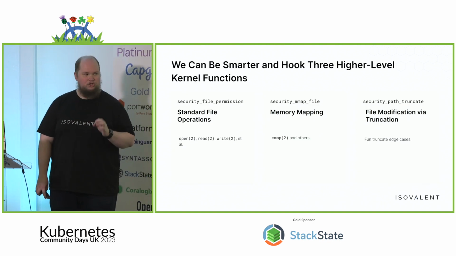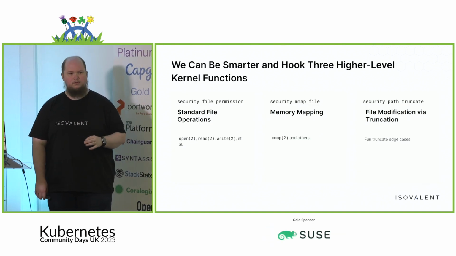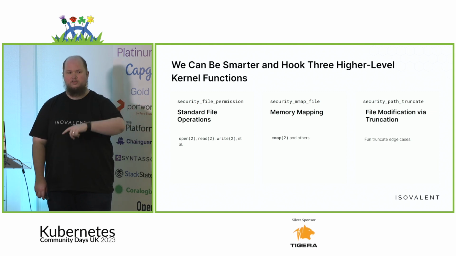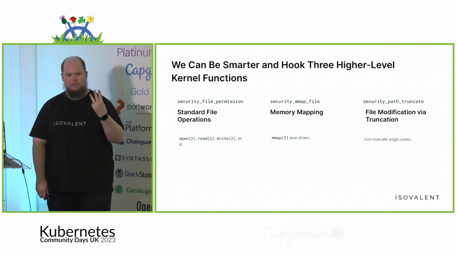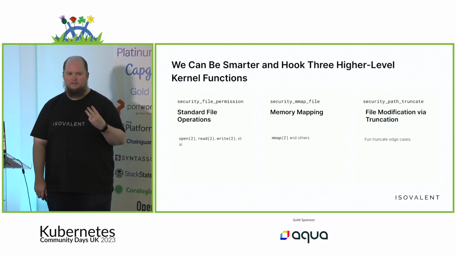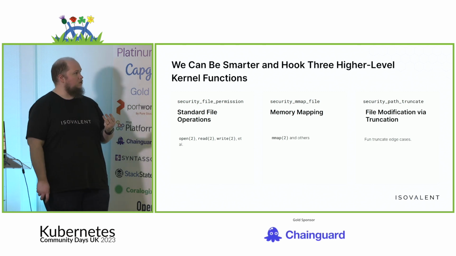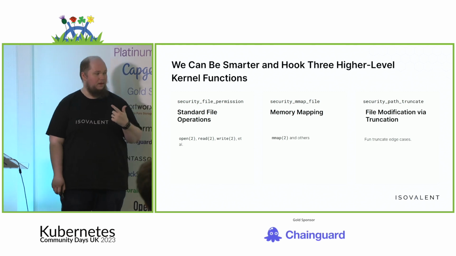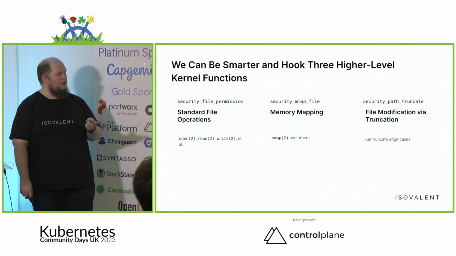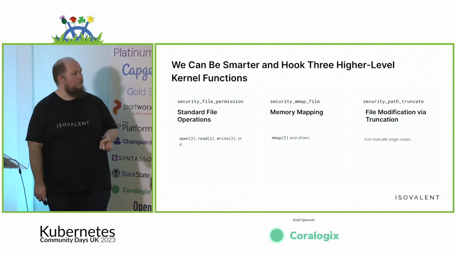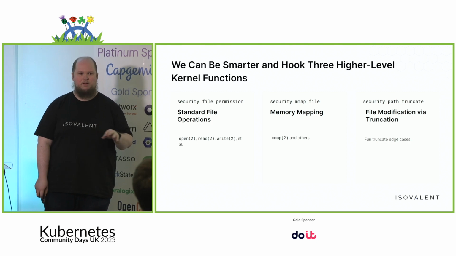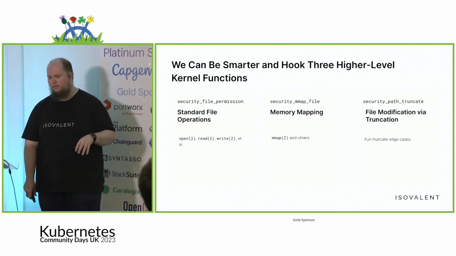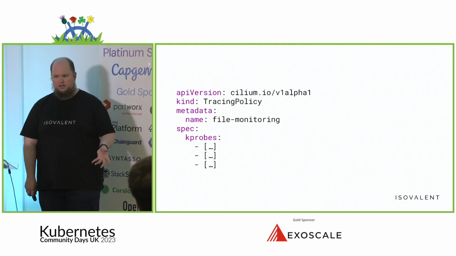Thankfully, we don't just have to instrument individual syscalls. We can instrument into and attach eBPF programs to other functions within the kernel. So in this case, we figured out that there are 3 that cover basically all ways of interacting with them. There is security file permission, which is called by basically everything. The security mmap file, which is used for memory mapping. And finally, security path truncate, which is used to handle some edge cases around being able to modify file contents if you truncate the file. So we can instrument those 3.